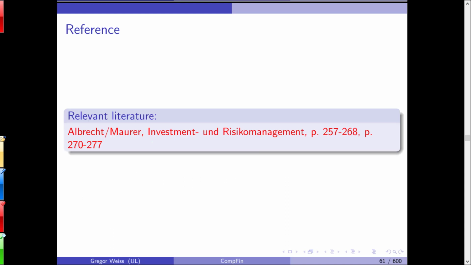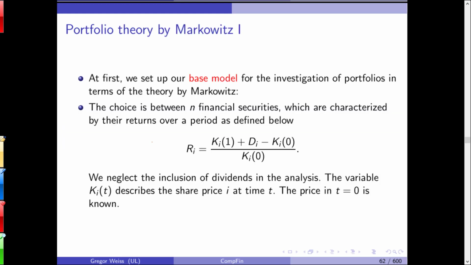If you want to read a little bit more about this, you can take the textbook by Albrecht Maurer. Most of the things I'll be discussing here are taken from the Albrecht Maurer textbook, but you can find it in almost any textbook on finance and portfolio theory. So we'll start with our base model. That is, we have N financial securities. Could be stocks, could be bonds. I guess stocks is a natural choice because stocks are highly liquid, and you don't have to be concerned about anything else than market price risk. So market prices will go up and down, and let's assume liquidity doesn't play any role here.